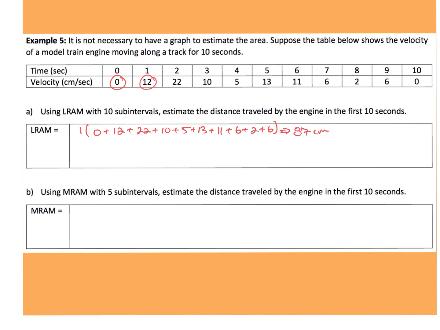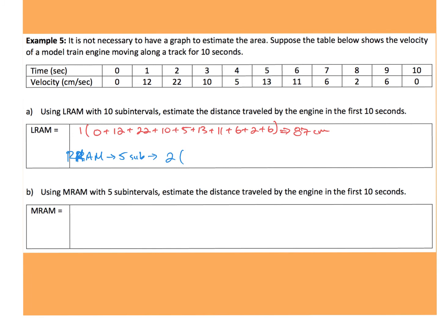Now I want to do another one. I want to find an RRAM, a right-hand Riemann approximation with 5 subintervals. All right, so I'm going to have 5 subintervals here. So what would be my new width? It'd be 2. It'd be 10 minus 0 over 5. So I'd end up with my width of 2.